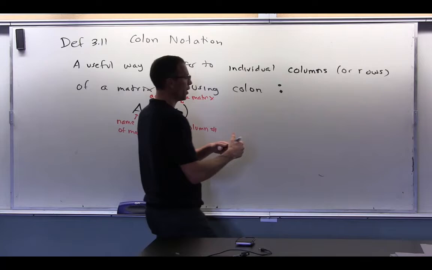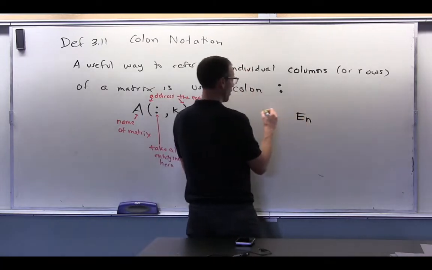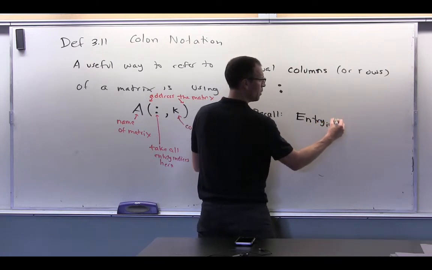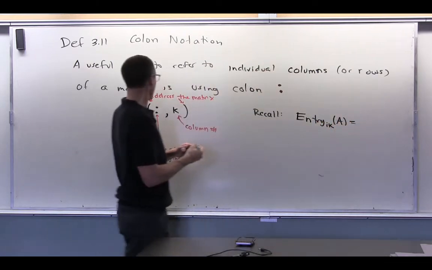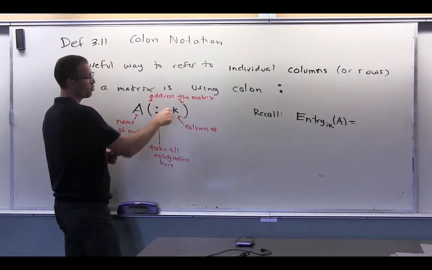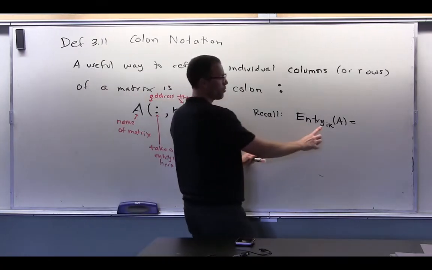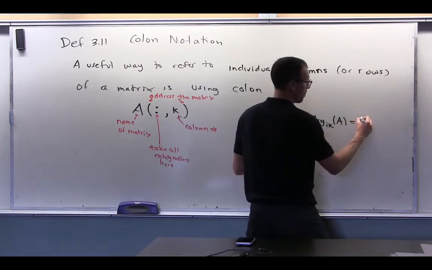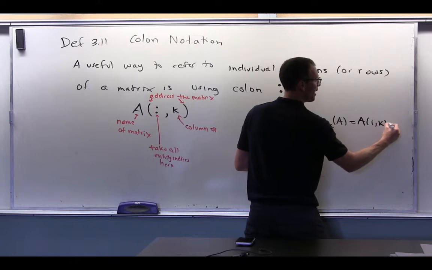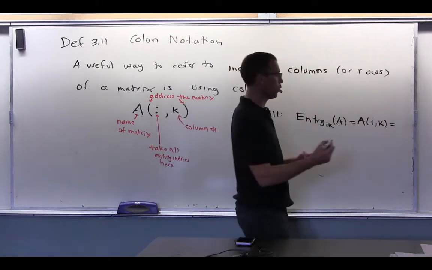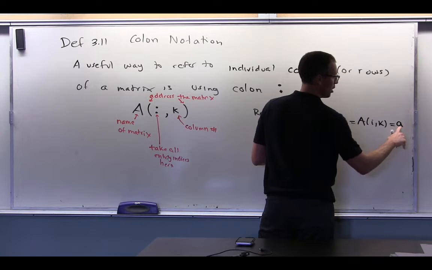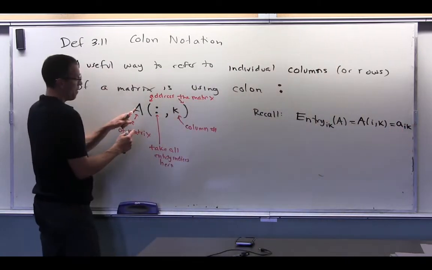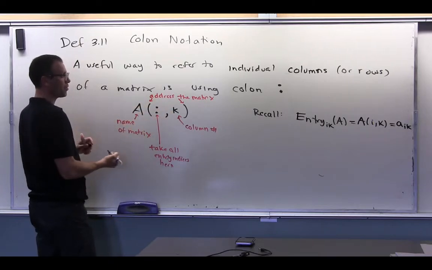Let me just remind us real quick. I think we did talk about this operator last time, the entry operator. Do you remember how we used that address notation in the entry operator? If I wanted to refer to the ikth entry of A using parentheses, how would I do that? Yeah, so this would be A(i,k), and if I wanted to do subscript notation, we would write lowercase a, i, k.